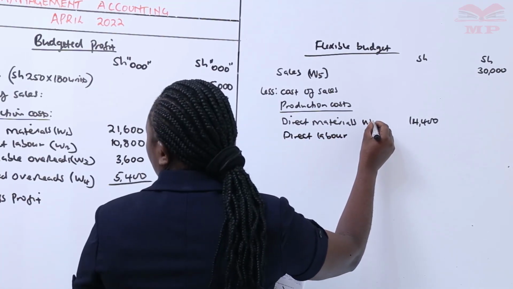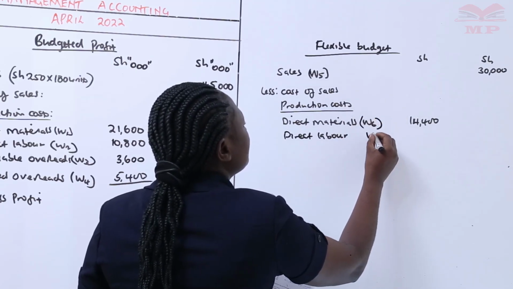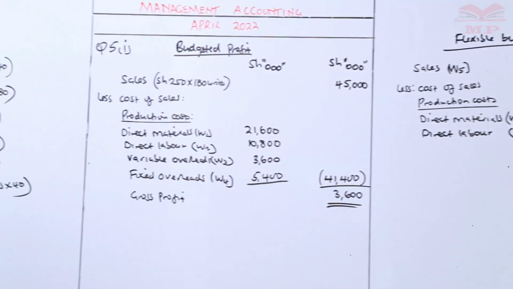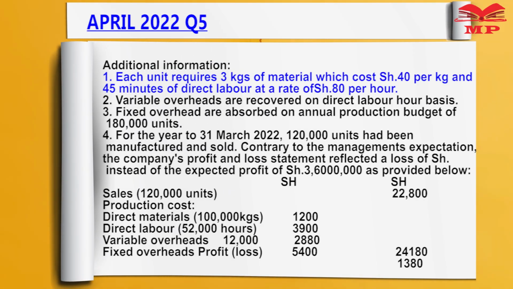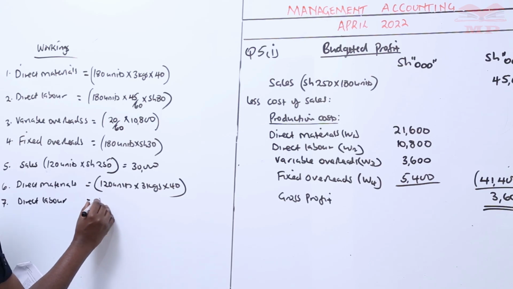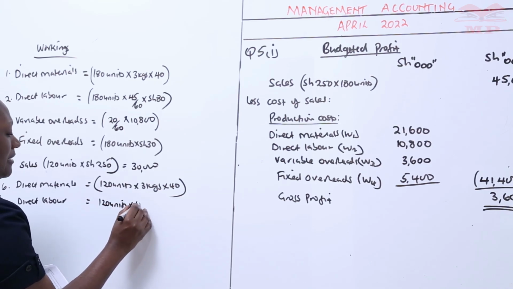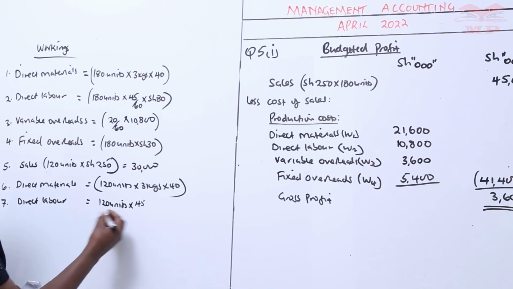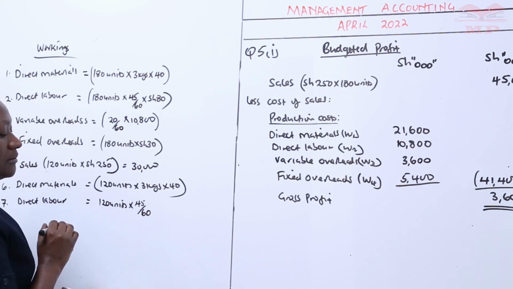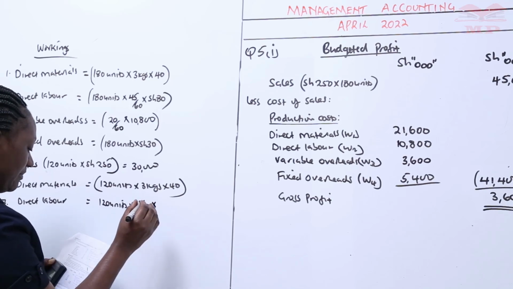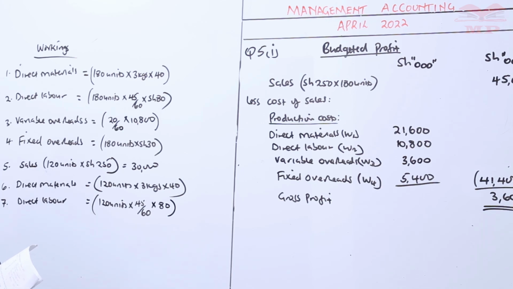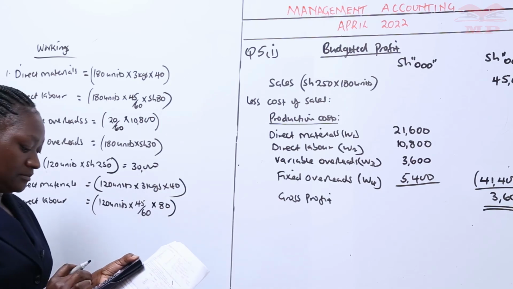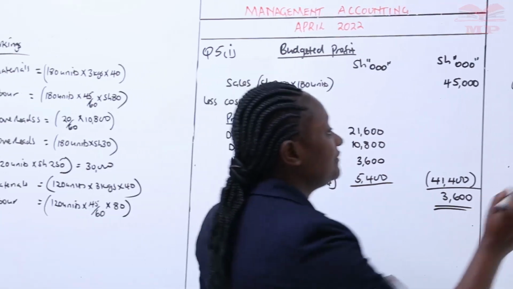We also have direct labor. This will be working number 7. Direct labor. We are told 45 minutes of direct labor at a rate of 80 shillings per hour. And so we have 120 units that were produced, and 45 minutes are used to produce 1 unit. So convert this to hours by dividing by 60 multiplied by the cost per hour, which is 80. This will give us 7,200.